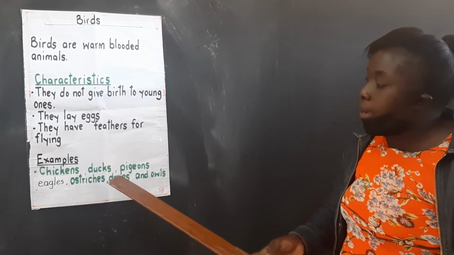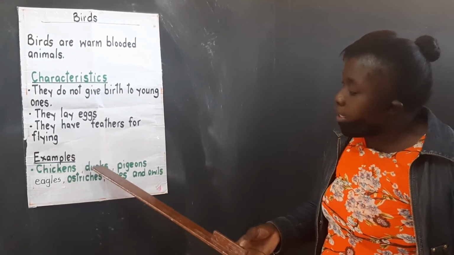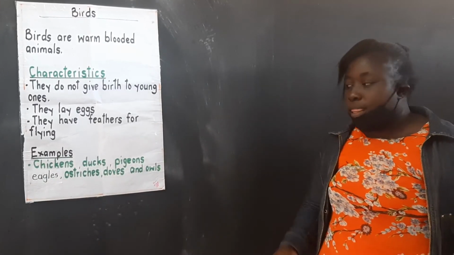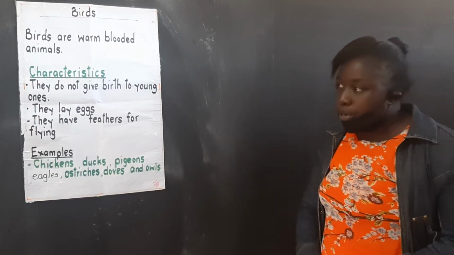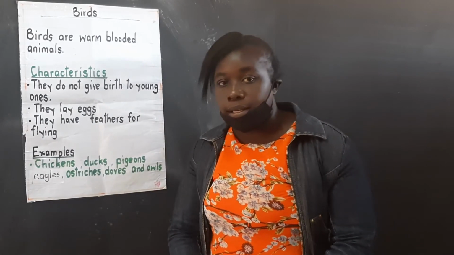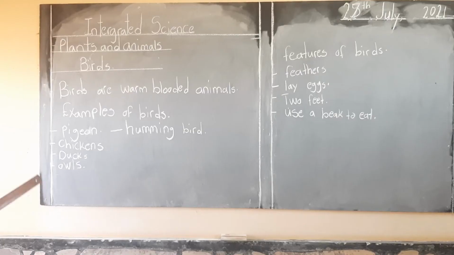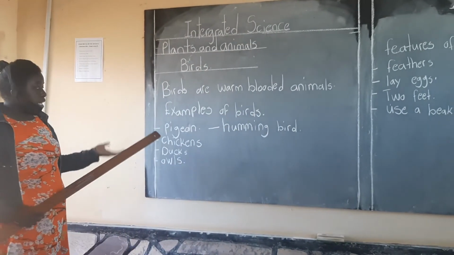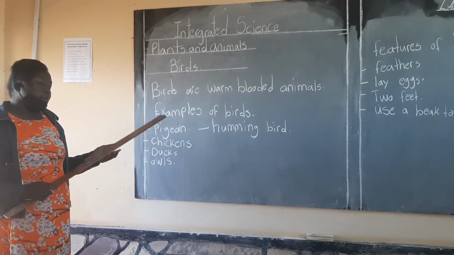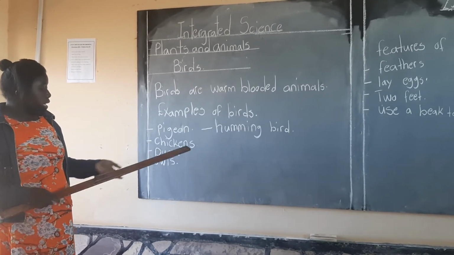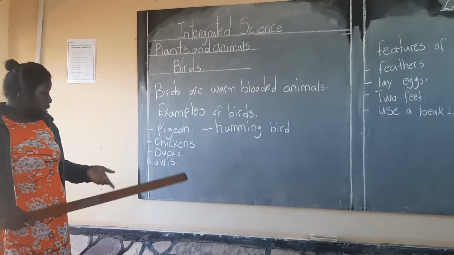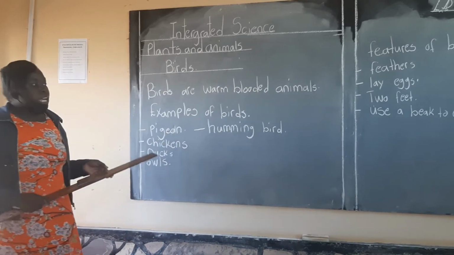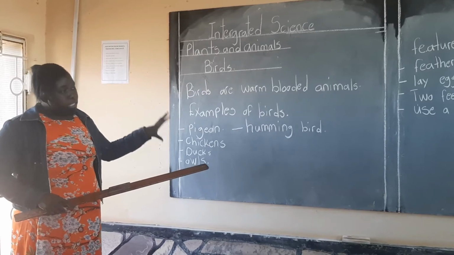Examples of birds. Number 1, we have chickens, ducks, pigeons, eagle, ostriches, doves, and owls. These are some of the examples of birds. So to begin with, when we started with the lesson, we said birds are warm-blooded animals. We also gave some examples of birds where we said pigeons, chickens, ducks, owls, and hummingbirds are among birds.